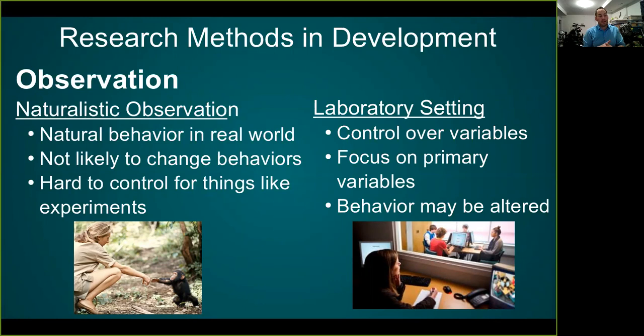You might see that in the natural observation, you can't answer specific questions. You can't control for things like you could in an experiment. Versus a lab, you could have a lot more control over behavior. So that would be observing. You're just looking at what's happening. Maybe you would observe a mother and a child in their home in a naturalistic setting. You might observe a mother and a child in a laboratory setting where you set up a specific scenario and see how that turns out.